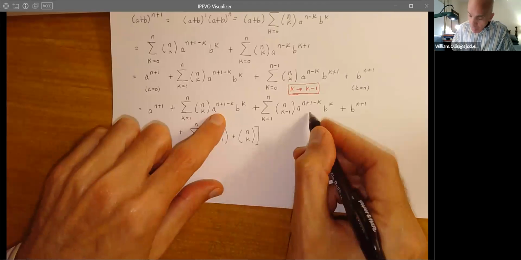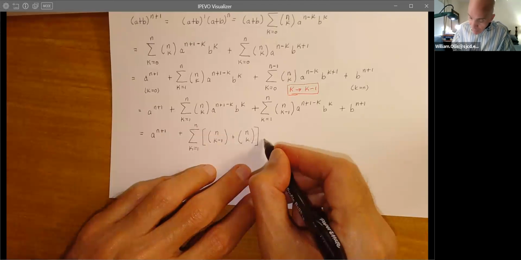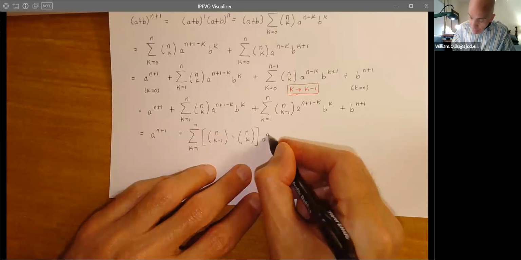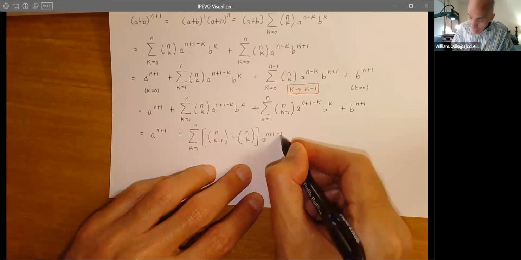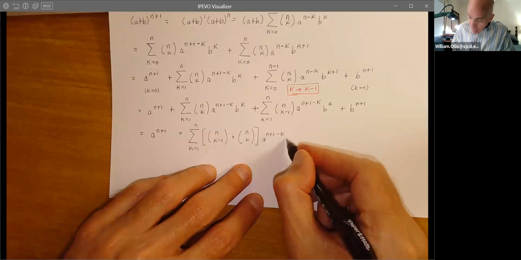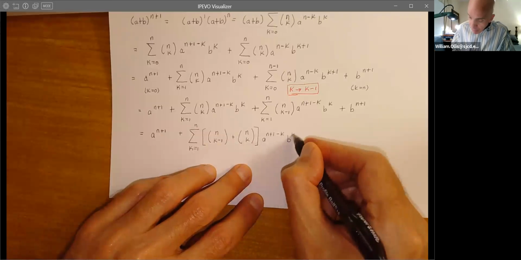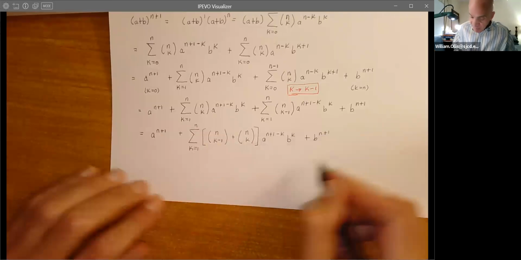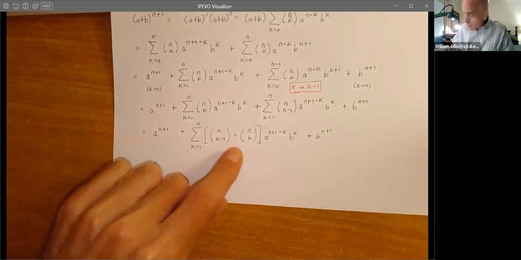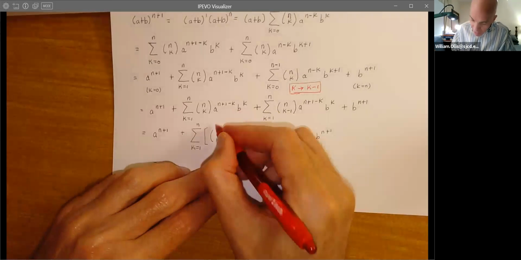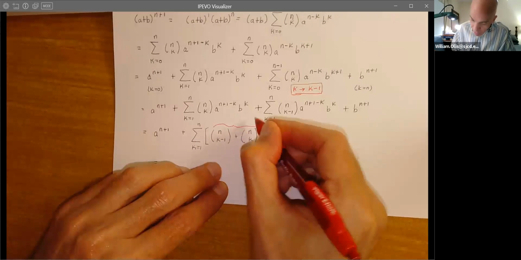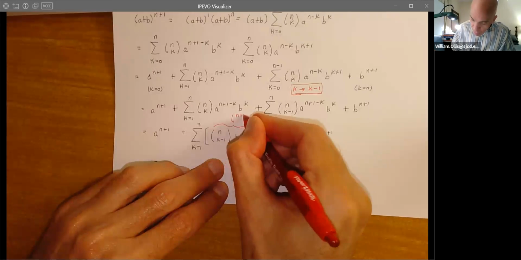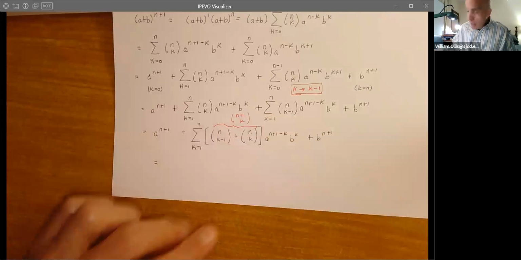And then we have the common AB term, A to the n plus 1 minus K, and then B to the K, plus B to the n plus 1. Now, this is Pascal. That's why I did the work with the Pascal's triangle. This is just n plus 1 choose K by Pascal.